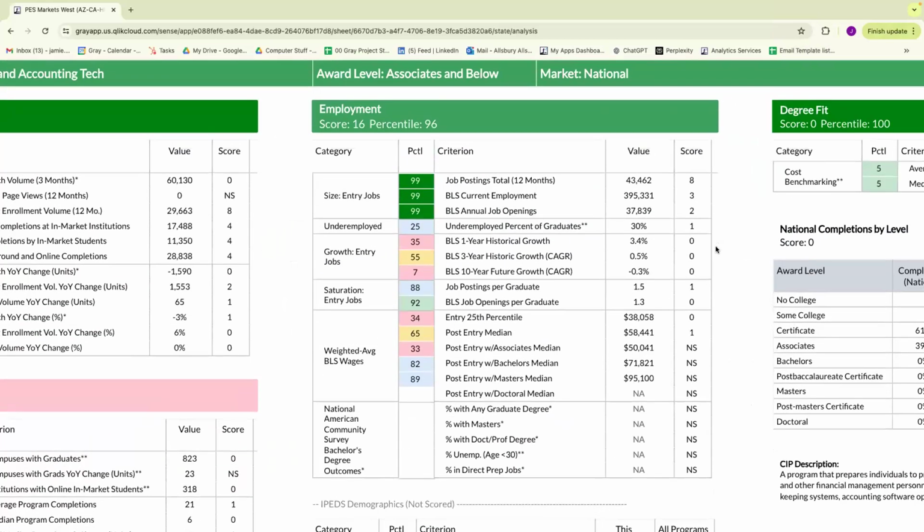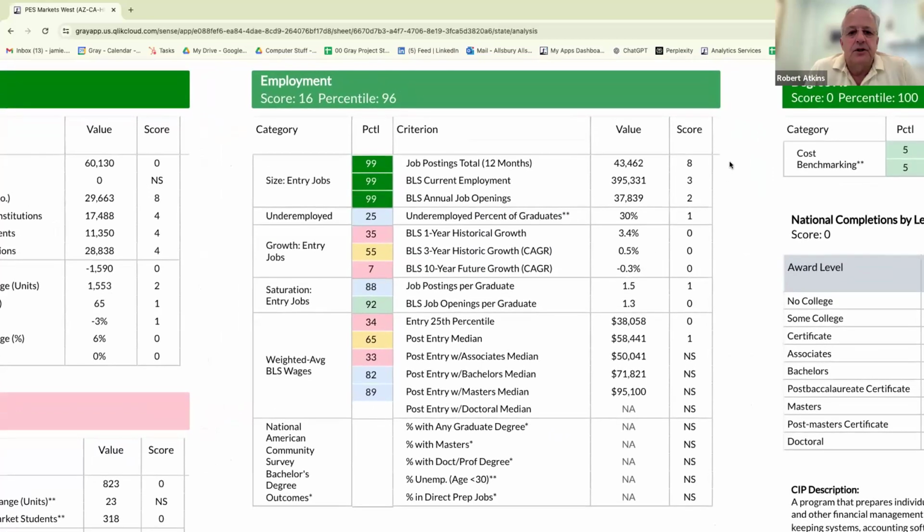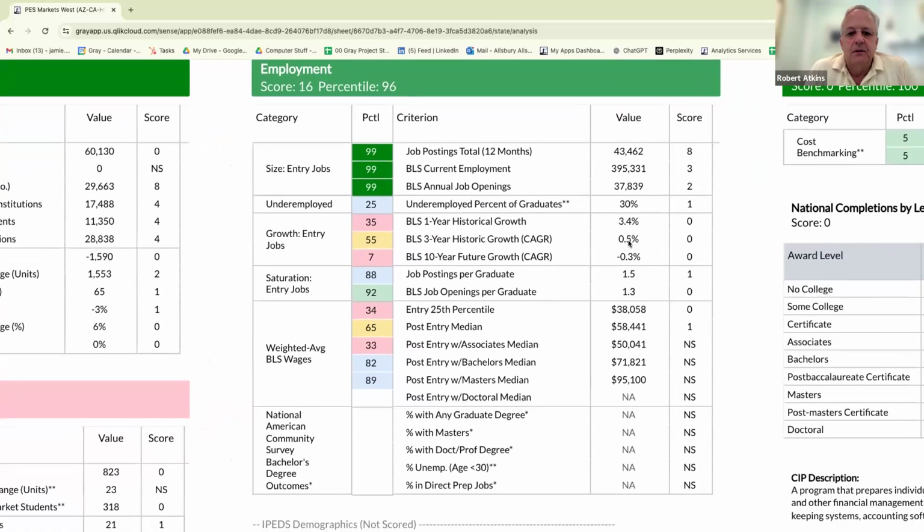When looking at employment, lots of jobs. Whether you look at job postings or current employment or BLS job openings, all 99th percentile, very healthy numbers. Growth rates are good. And job postings per graduate are good. They're not fabulous at 1.3, but they're good. I've seen those numbers range to 4 and 7. Get into nursing, and you're going to see numbers that are up at around 4 in many markets and sometimes higher. Wages are only okay. Not surprising for bookkeeping, but still. They're bottom third in terms of how they compare to other programs.